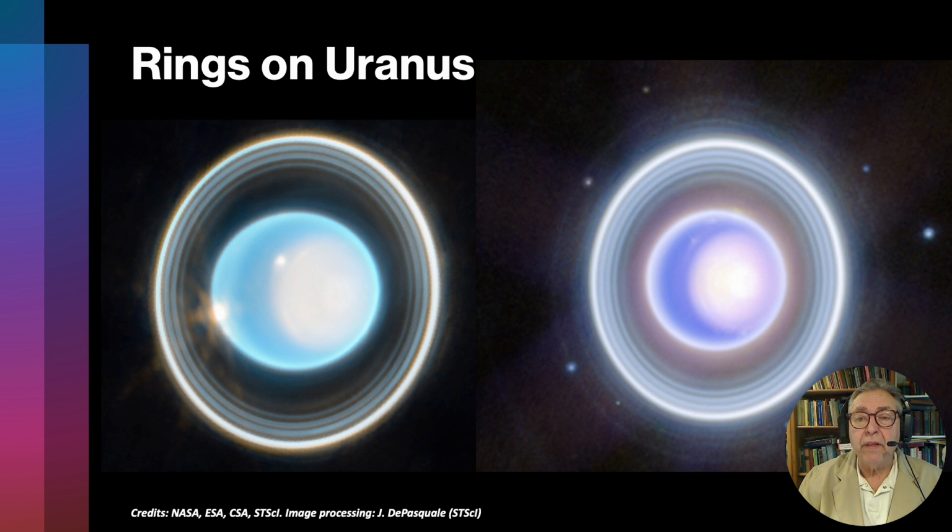Uranus is captured in the infrared by the MIRCAM, showing 11 of its 13 rings and many of its 27 moons. The combined blue and orange filter images display the rings like never before and also show Uranus's polar cap.